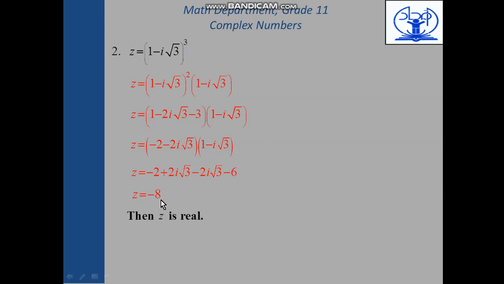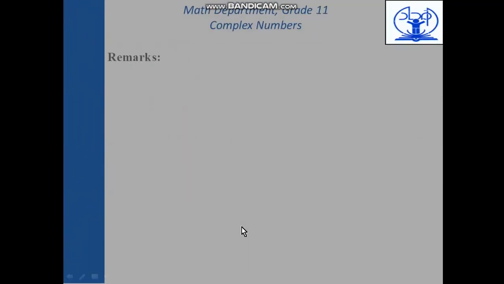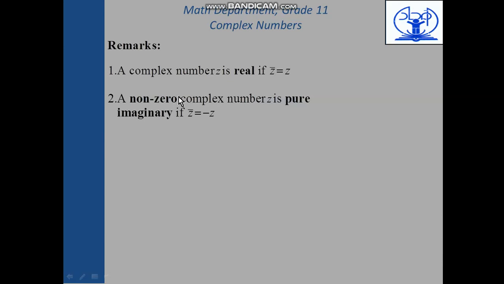So z is real because the imaginary part is 0. z equal minus 8 plus 0i if we want. In this case, notice that z bar is equal to minus 8. So if z is a real number, its conjugate is equal to its value. So z bar is equal to z if z is a real number. Remarks: a complex number z is real if z bar equals z. A complex number is pure imaginary if z bar equals minus z.